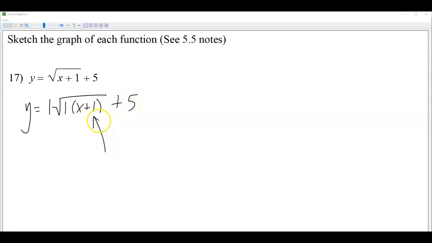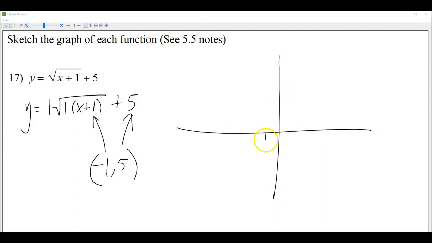So my starting point is going to be the opposite of that number combined with that number as it appears. And that's my starting point. So I'm going to graph that, left 1 and up 5. After that, I'm going to look at my a and b values. That's these two. Since they're both positive, I go up and to the right. And that would be my square root function.